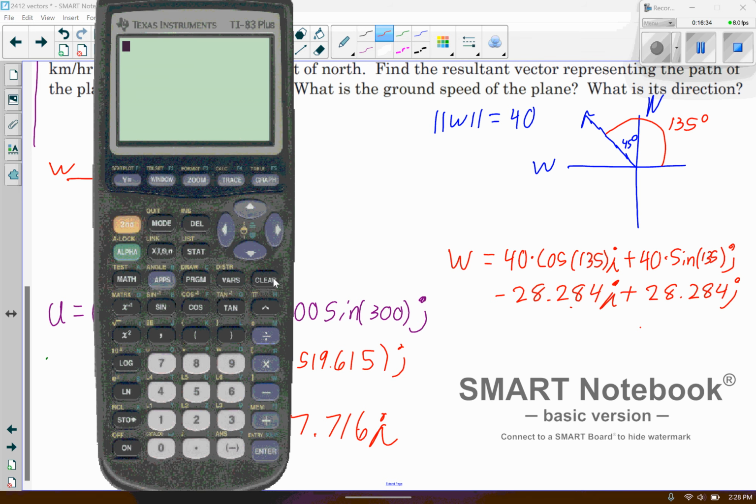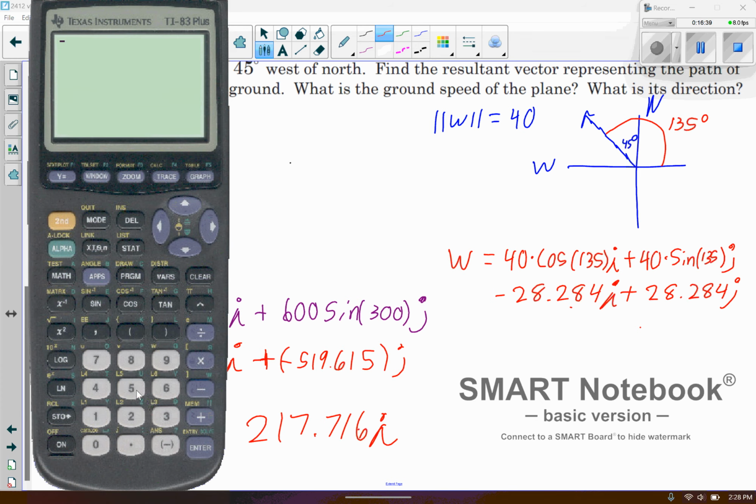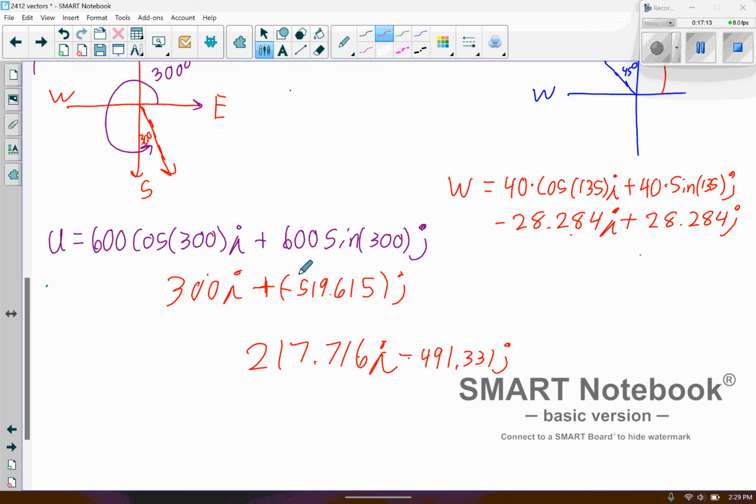So let's see. That would be, I believe it's negative 519.615. And then we're going to add a positive 28.284. And then press enter. So negative 491.331. And then, so there we go. So that would be the resultant vector right there, the combination of the plane flying.